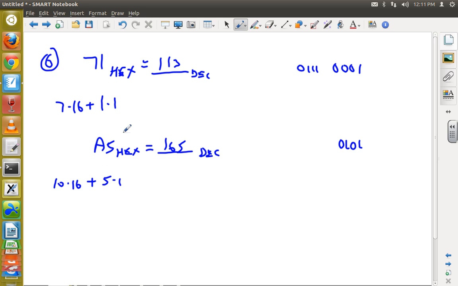Now I want to convert how much? Oh, 10. A is 10. How do you write 10 in 4 bits? Do you need an 8? Yeah. Do you need a 4? No. Do you need a 2? Yeah. Do you need a 1? No. There you go. That's the binary version of 71 hex.